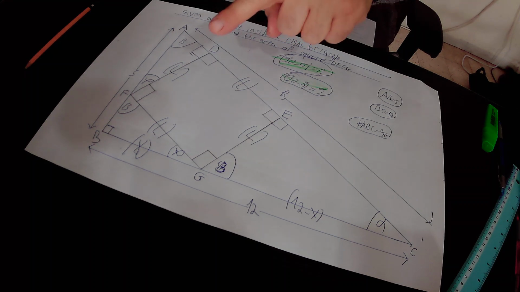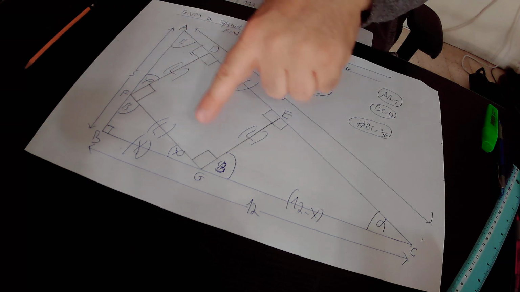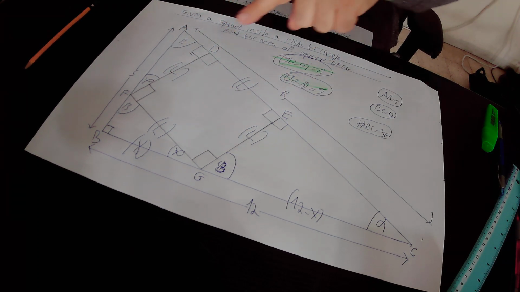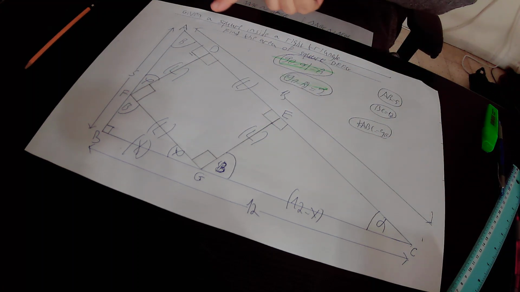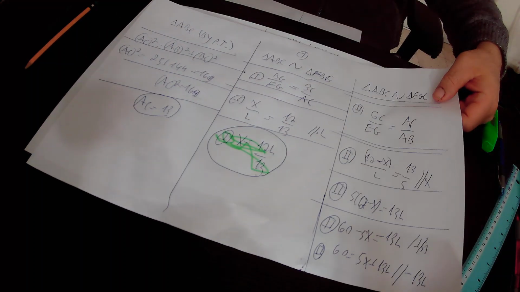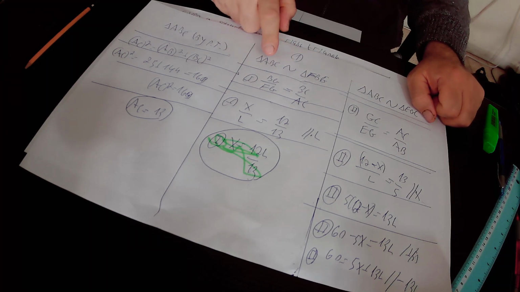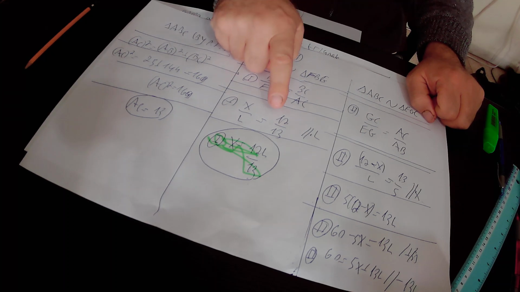Side BG over side FG in the right triangle FBG equals side BC over side AC in the right triangle ABC. Repeat again: BG over FG equals BC over AC. BG is x, FG is L, BC is 12 and AC is 13.